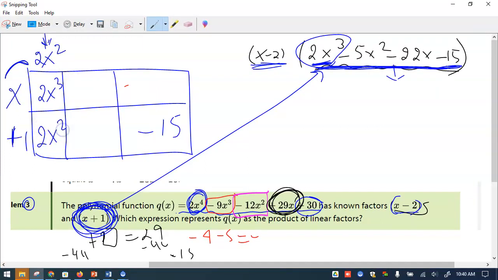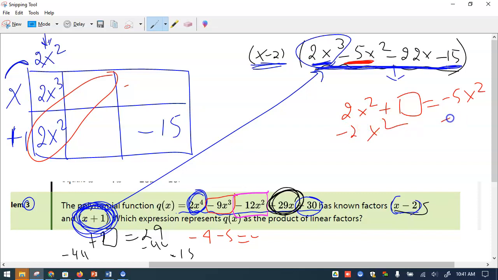2x squared. Now I'm using red color to show what adds to 2x squared to get minus 5x squared. So 2x squared plus what is minus 5x squared? And you can see you just have to subtract 2x squared, and you get negative 7x squared. See, so this goes away, and the box becomes minus 7x squared. So this becomes minus 7x squared.